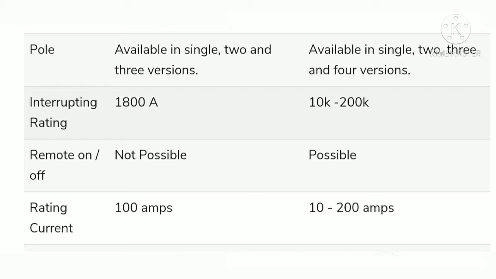But for the MCB, single, 2, 3 and 4 pole versions are available. We can protect single phase, 2 phase, 3 phase, and 3 phase with neutral. Remote on and off is not possible for the MCB, but it is possible for the MCCB. The current rating for the MCB is 100 ampere, but for the MCCB it can be 10 to 200 amps. So we can differentiate the MCB and the MCCB by the ampere rating.